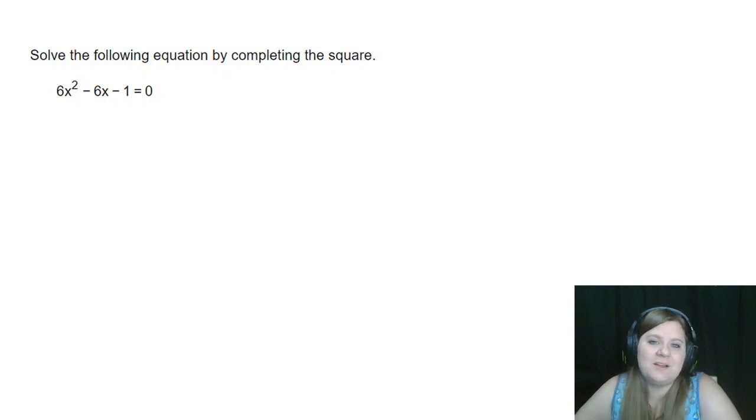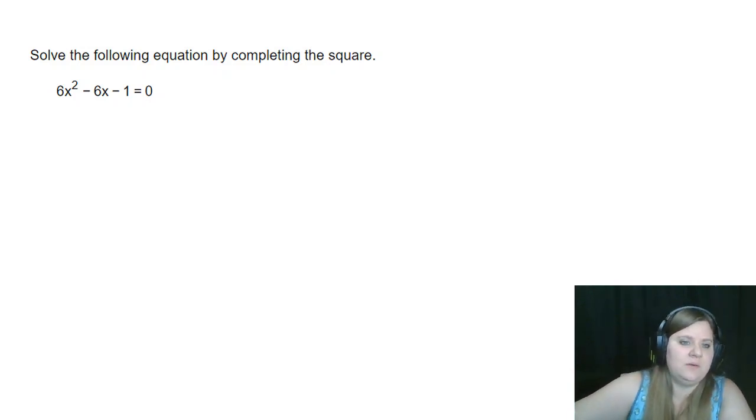All right, to solve this one by completing the square, I'm going to work this one out with you. Go ahead and write it down. I want to point out that the leading coefficient is not 1. This one requires us to do a little bit of extra work. First of all, you still have to move that c value over. So add the 1 to both sides. So we have 6x squared minus 6x equals 1.